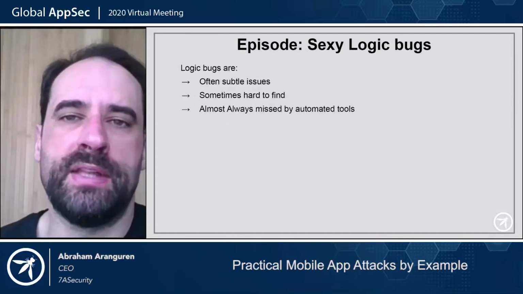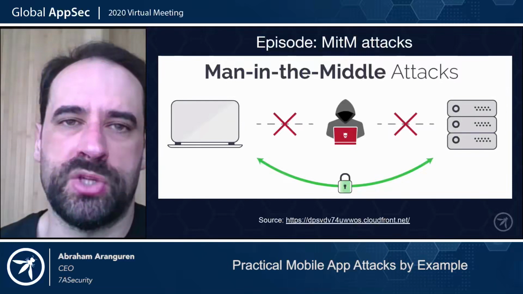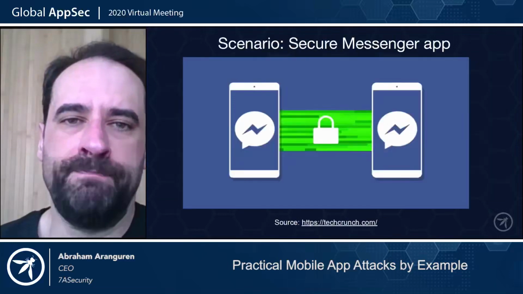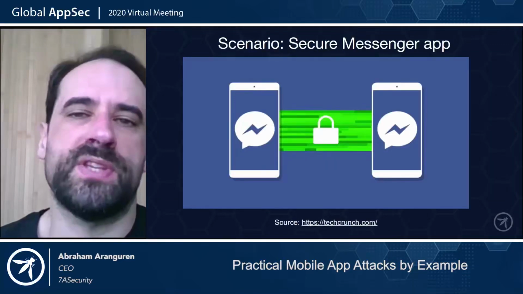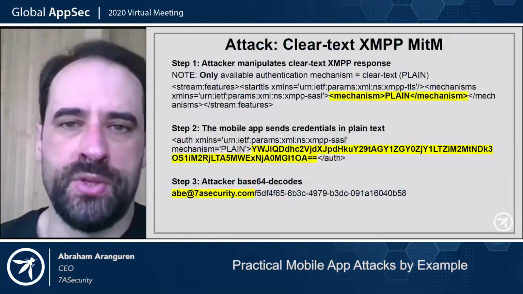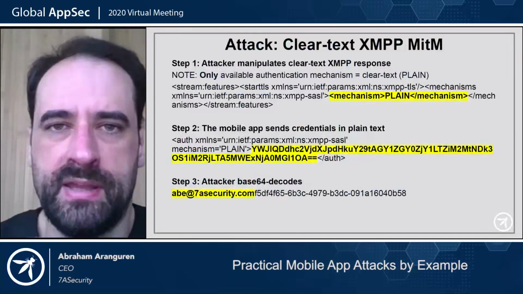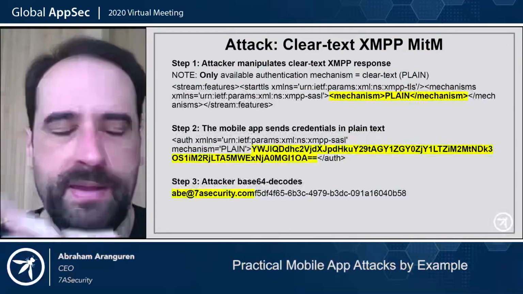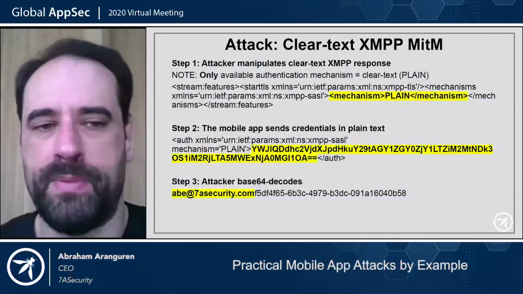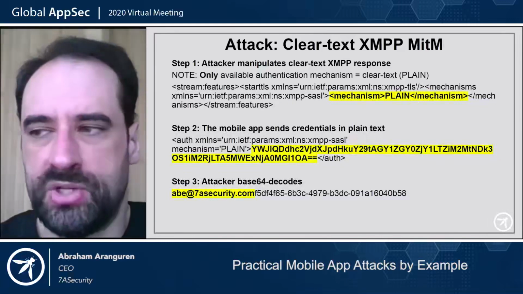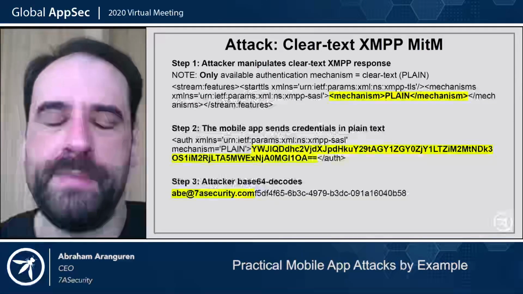And now let's look at logic bugs, right? So for man in the middle, the context is a secure messenger app. So we have clear text. How do we achieve clear text man in the middle for XMPP, right? Chat applications use this protocol, XMPP.